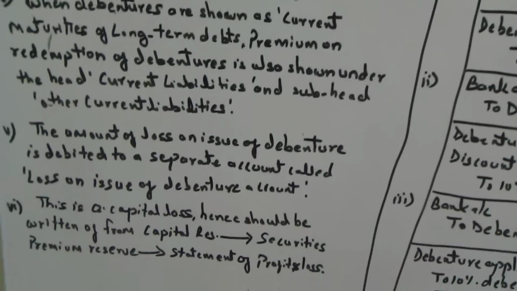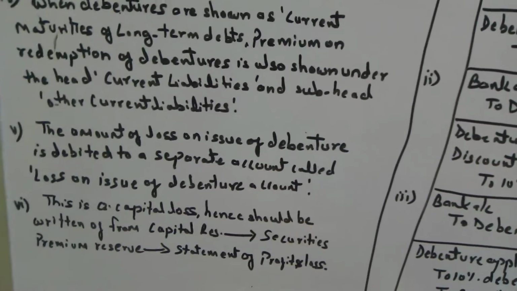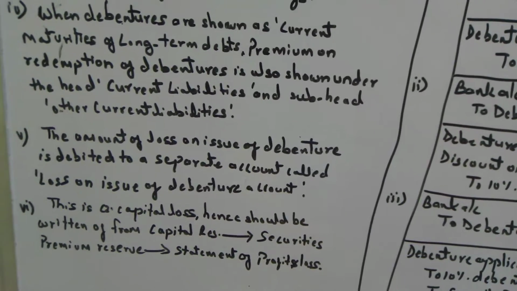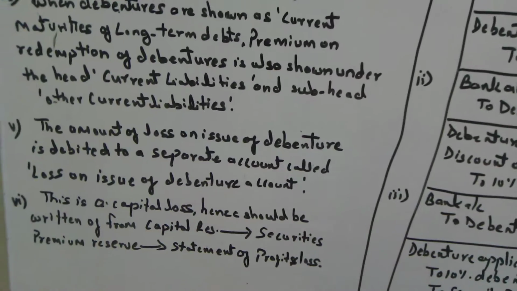Now the fifth point: the amount of loss on issue of debenture is debited to a separate account called loss on issue of debenture account. So the amount of loss on issue of debenture has to be debited into a separate account which is called loss on issue of debenture account.